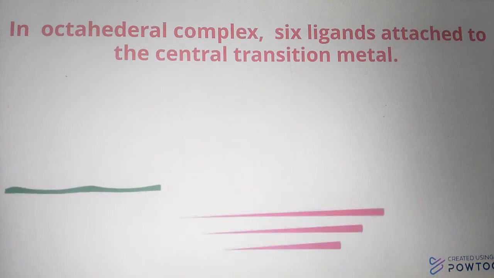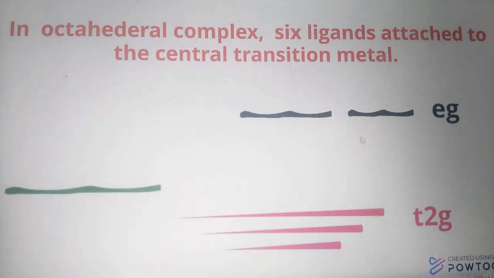In octahedral complex, 6 ligands are attached to the central transition metal atom. The energy of eg is higher than t2g because the lobes of eg orbitals are present along the x-axis and ligands approach along the x-axis in octahedral complex. Due to inter-electronic repulsion, the energy of eg is higher than t2g.